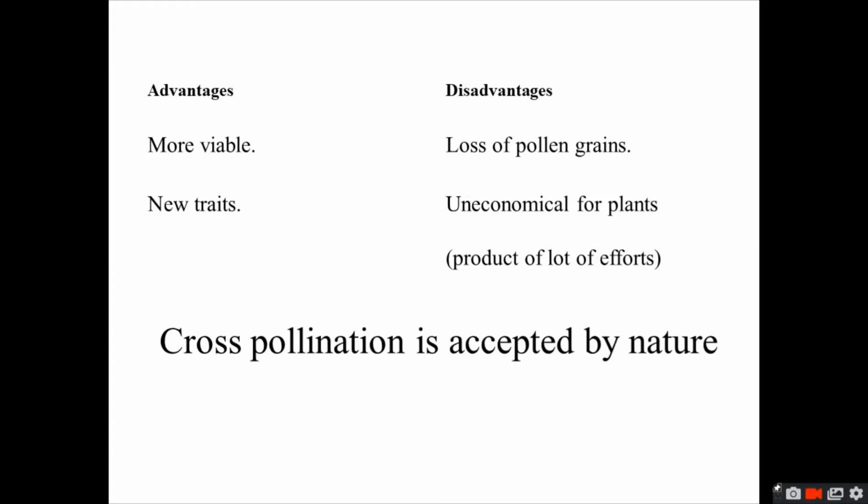Now one thing more I would like to add here, that the gametes which are present within the pollen grains and within the ovary of a plant are haploid cells. So this is again a very important piece of information. Now as I said, cross pollination is more accepted by nature. So these are the advantages for why they are more selected.